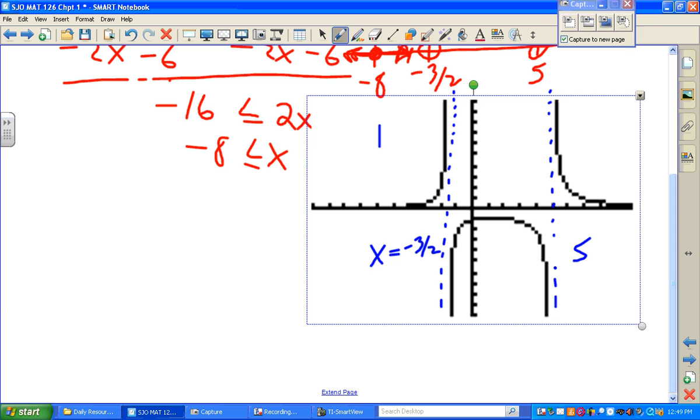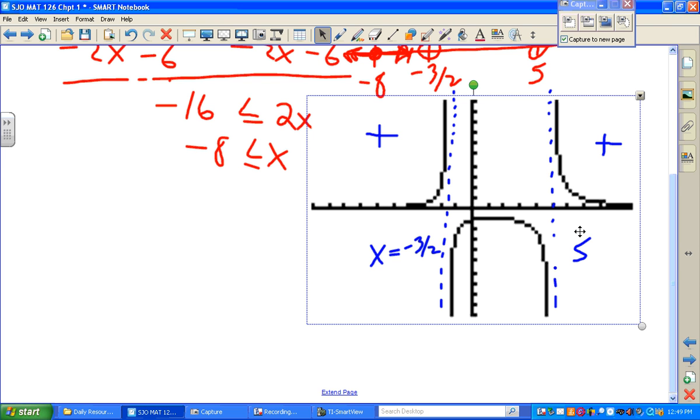Well, I think this is a positive region, don't you? And I think this is a positive region, don't you? So it looks like everything between here is going to be negative and not going to work. So it looks like the answer should be from negative infinity to -3/2, and then from 5 to infinity, doesn't it?